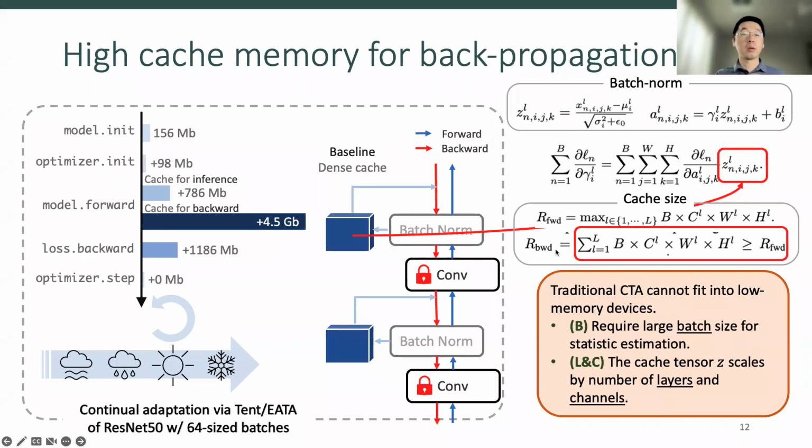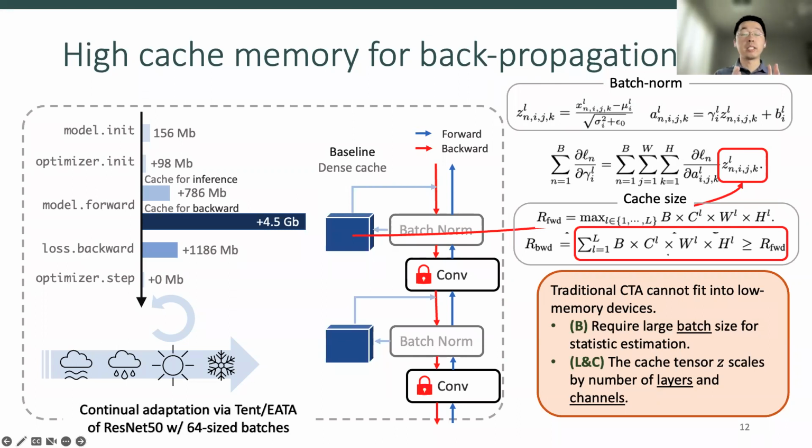However, in comparison, backward is not efficient. You have to store a lot of data in order to do the backpropagation. So here we summarize that traditional continuous test-time adaptation has a very big issue in memory consumption. It cannot even fit into low memory devices, especially for very large models.